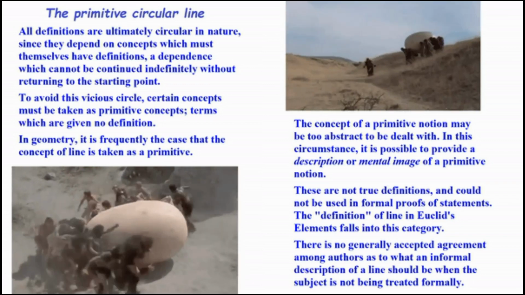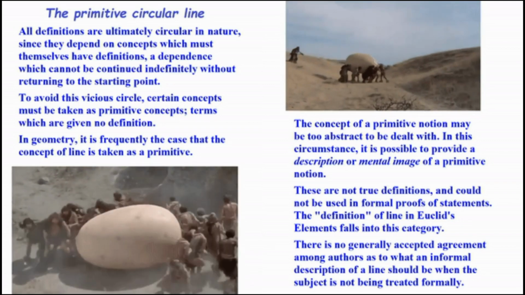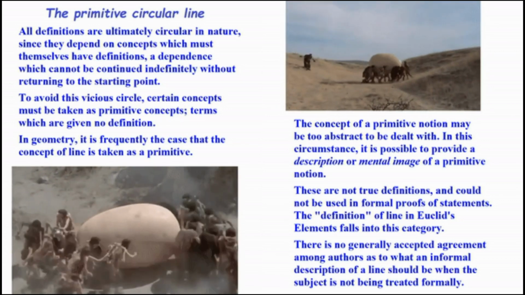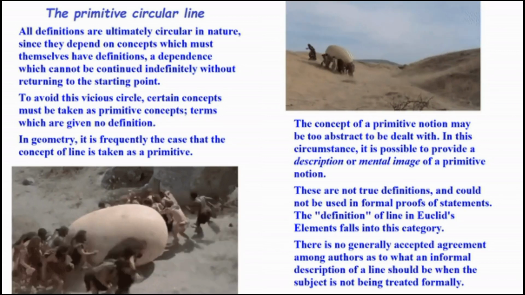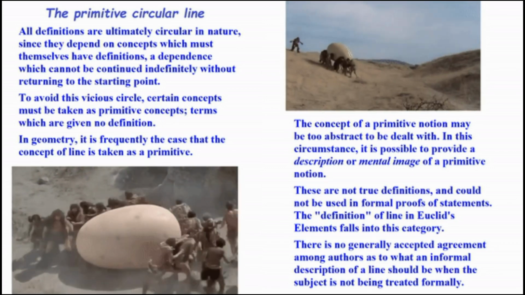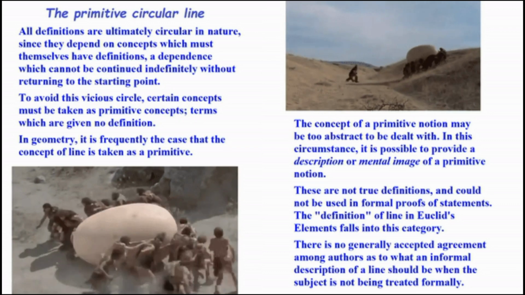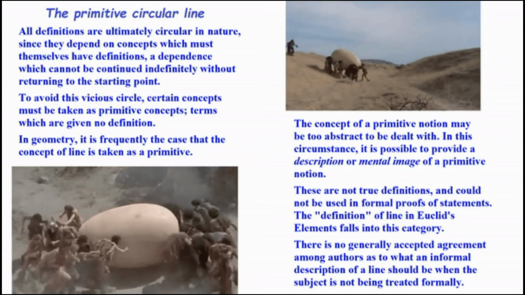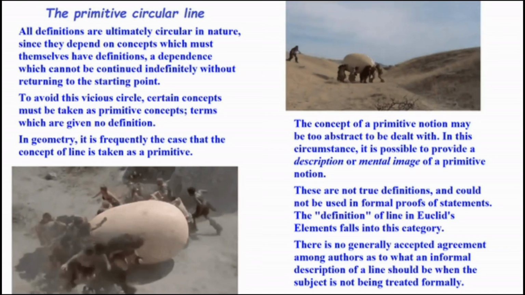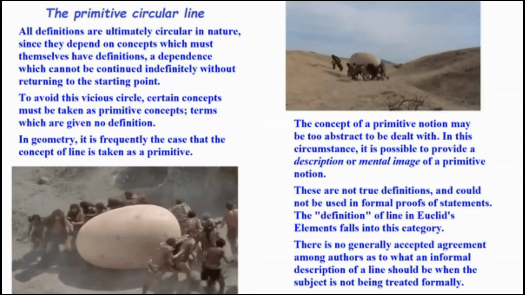Yeah, because all you have to do is point to it. That's why you have a mental image. That's how you present a figure in science, especially in physics. These are not true definitions and could not be used in formal proofs of statements. The definition of line in Euclid's Elements falls into this category. There is no generally accepted agreement among authors as to what an informal description of a line should be when the subject is not being treated formally.